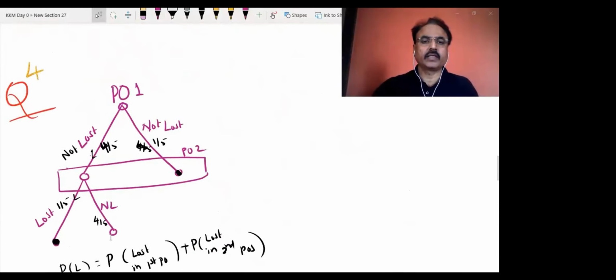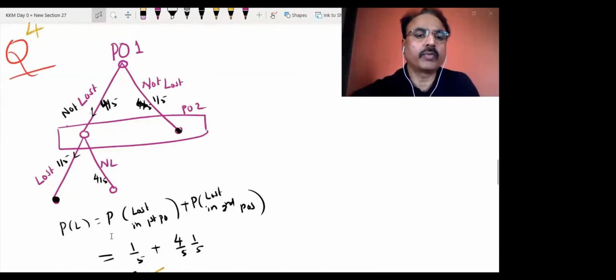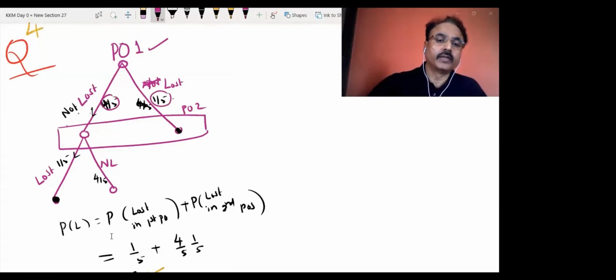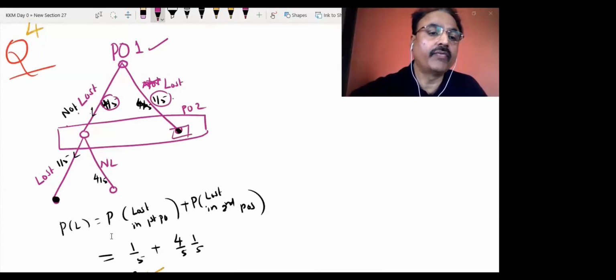Let us analyze the problem like this. Post office 1. So the two possibilities are lost and not lost. Lost is 1 by 5, not lost is 4 by 5. So if it is lost, it stops here only. If it is not lost, it will come to the second post office. This whole box, let us see that it is the second post office.